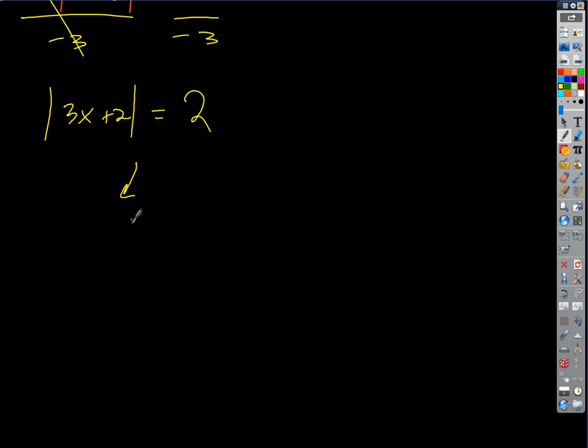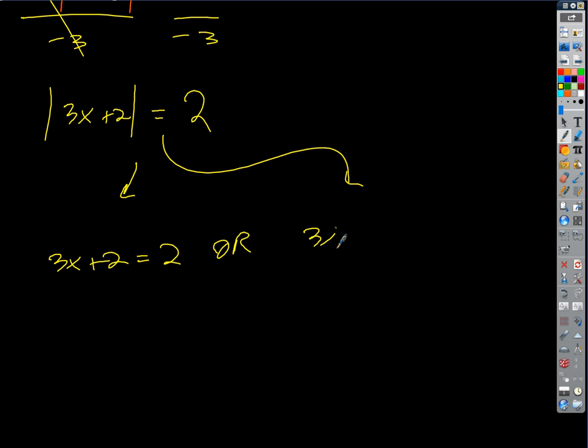So either this stuff equals 2, or all this stuff in there equals -2. And that's easy, right? Now I've just got 2 simple equations to solve. In both cases, I'm going to get different answers, but the steps are the same. To isolate x, what are the 2 steps in order? Subtract 2, and then divide by 3.